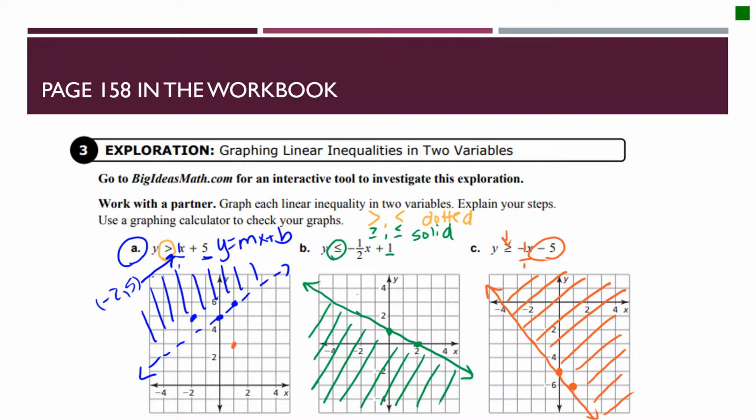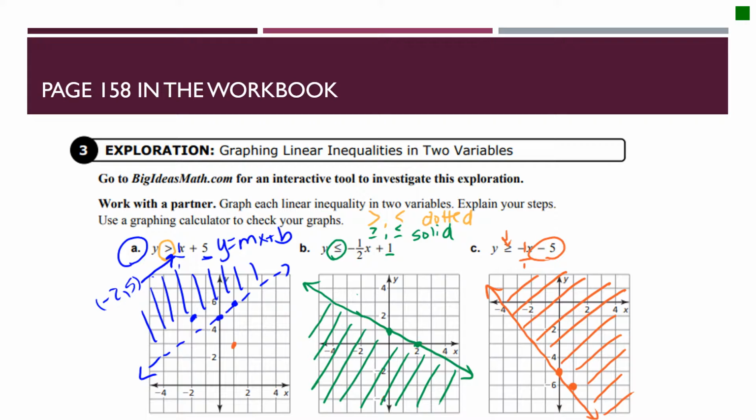Okay, so now before I tell you, I want you to see if you can figure out why A was dotted and B was solid. Think about that for a second. Okay, what it has to do with is this sign having an equal sign on it. So if you have greater than or less than only, it'll be dotted. But if you have greater than or equal to or less than or equal to, that's a solid line. Okay, what that means is that everything on that line is also part of your answer. And we'll kind of look at that as we go.